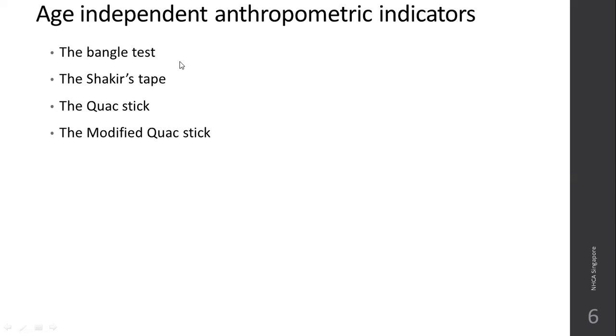Then we have the modified Quac stick. Again, this is also a rod which uses the colors green, yellow, and red, and it represents normal nutritional status, borderline, or severe. This rod is used to check the circumference, and if it is green, it is normal. Yellow means borderline malnutrition. Red means severe malnutrition.